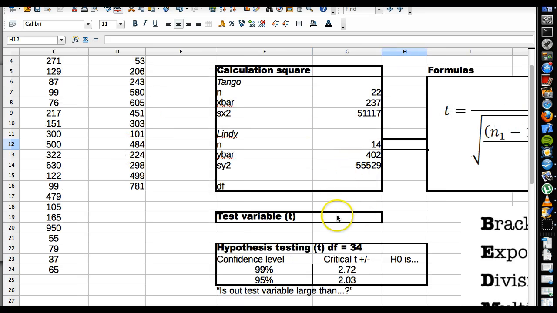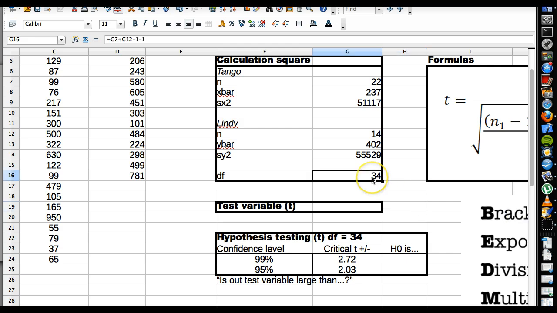However, because we're using the t-distribution, we have to calculate the degrees of freedom because, as I mentioned in earlier tutorials, the t-distribution changes its appearance depending on what our sample size is. So I'm going to calculate the degrees of freedom. It's going to be the first sample size plus the second sample size minus 1 minus 1. So minus 1 degree of freedom for each sample. That is going to be equal to 34. So we have 34 degrees of freedom.